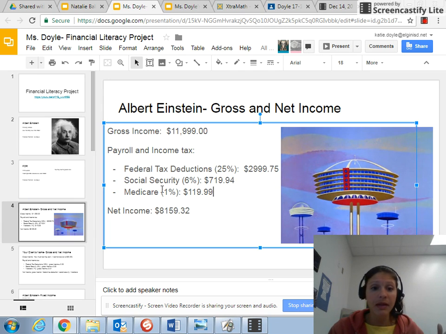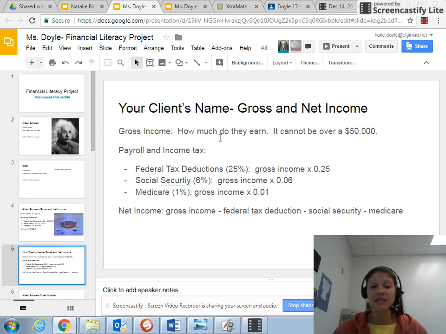Medicare, everybody pays into this. In case something happens, you fall and you break a leg, Medicare will help pay for a little bit. So what you're going to do is multiply your gross income by these amounts, by 0.05, 0.06, 0.01, and you're going to get each of those amounts, and that's then going to be subtracted from your gross to get your net. So that's really confusing. Now let's look at this.